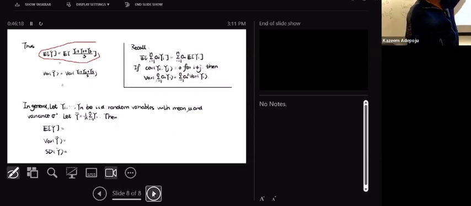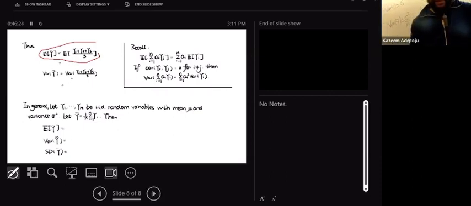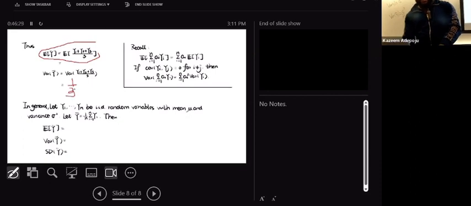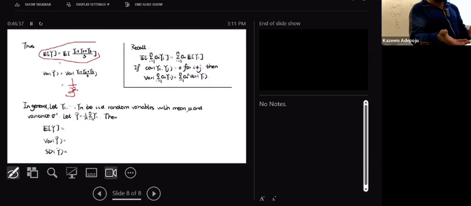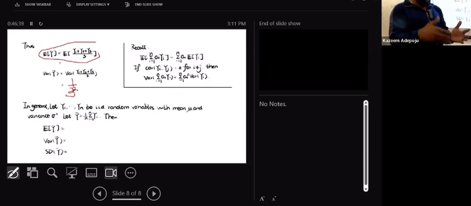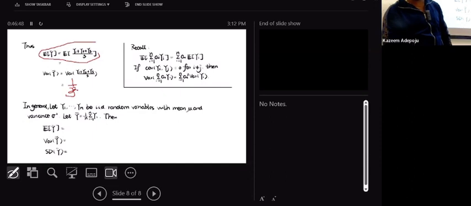Then what about the variance of y bar? When you take a look at this guy here, the constant is 1 over 3. You're going to bring it out, and that's going to be 1 over 3 squared. When you have 1 over 3 squared, then you're going to have the variance of y1 plus the variance of y2 plus the variance of y3. Why is it that there's no covariance? Can somebody tell me? Go ahead. Because they are independent.